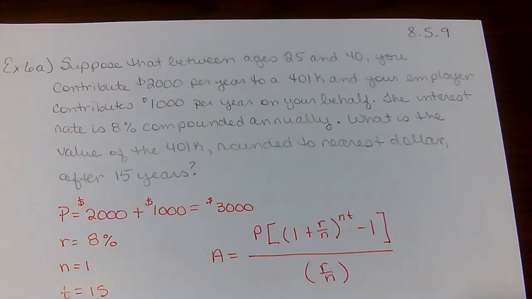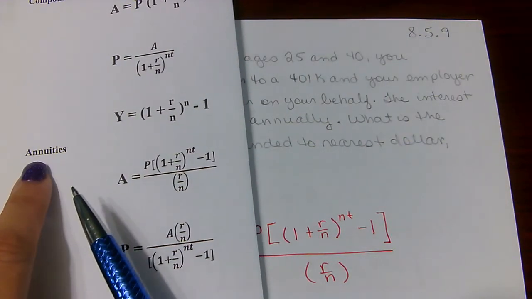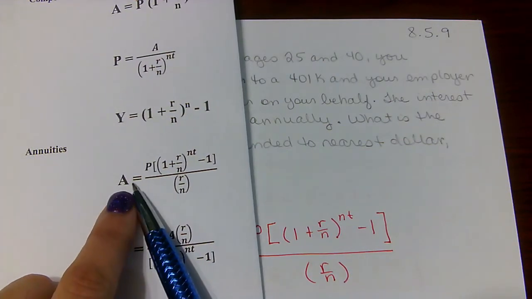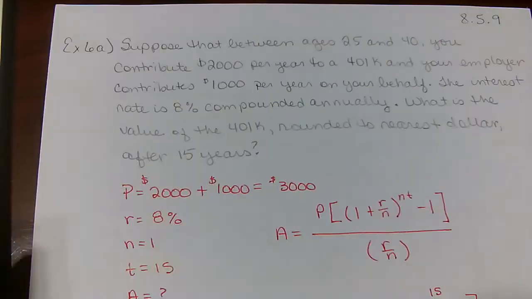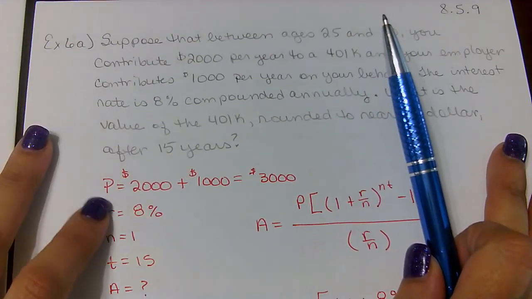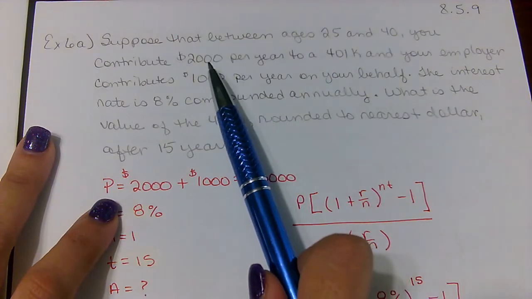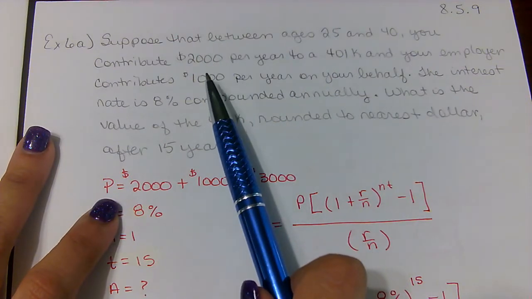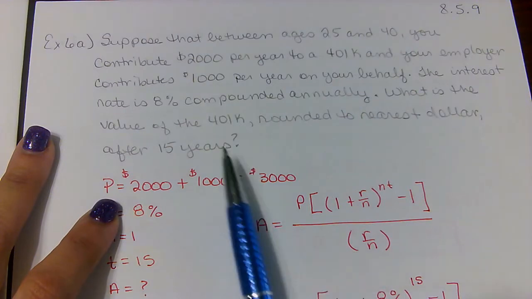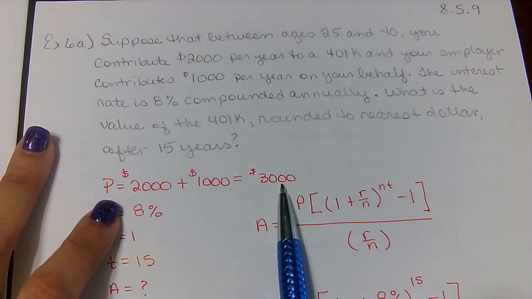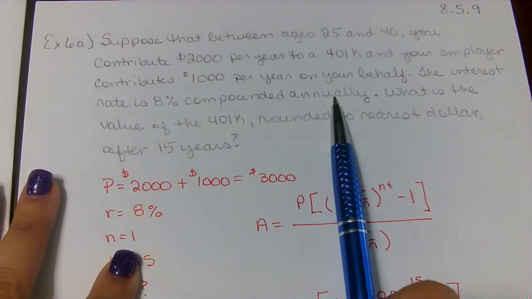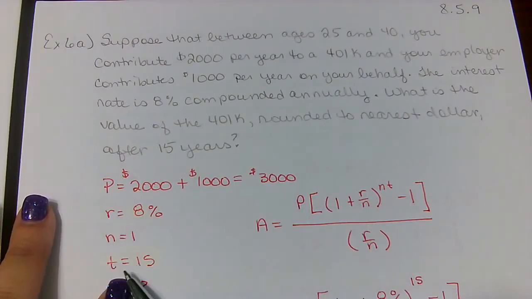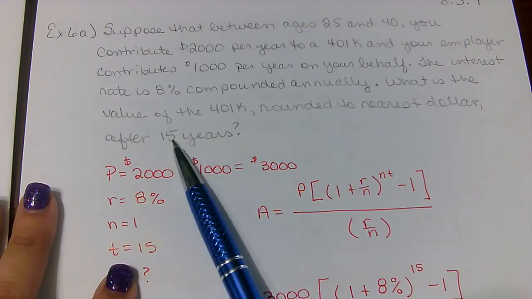Since we're making regular contributions, we are going to be using the annuity equation. And we want to find our future value, so we'll be using this equation here. Let's go ahead and figure out our values. P in this case is going to be the $2,000 that you contribute plus the $1,000 that your company contributes, for a total of $3,000. Our rate is 8% and it's compounded annually, so n is equal to 1. Our time would be 15 years.